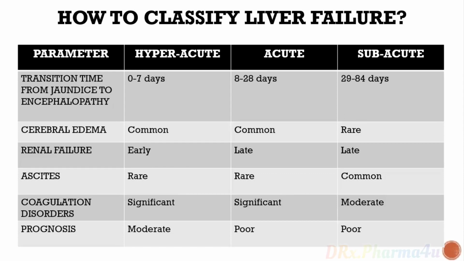Now we come to prognosis. Prognosis means the chances of recovery. How better will you recover from the condition? So when it comes to hyperacute, the chance of prognosis is moderate. In acute and subacute, the prognosis is poor. But it doesn't mean that it will be applicable to all conditions. We have to see a lot of patients' comorbidity, a lot of factors, and then come to a common conclusion. This is just a general scenario.